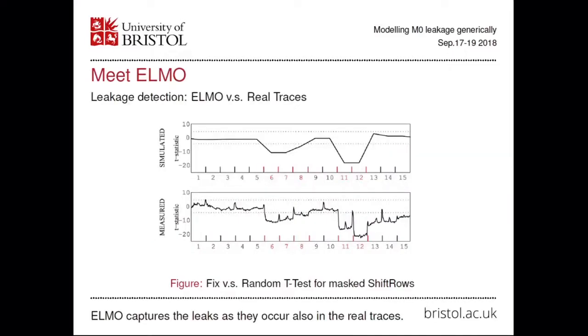I won't go into details about the fixed versus random t-test. Let's just say if the t-test here has some value higher than a certain threshold, here 4.5, or lower than minus 4.5, we say this sample has some exploitable leakage, and for countermeasures you would like to cover this up. As we can see, the t-test results that ELMO produced are quite similar to what we observed in real traces. So the leaky cycles are quite similar.